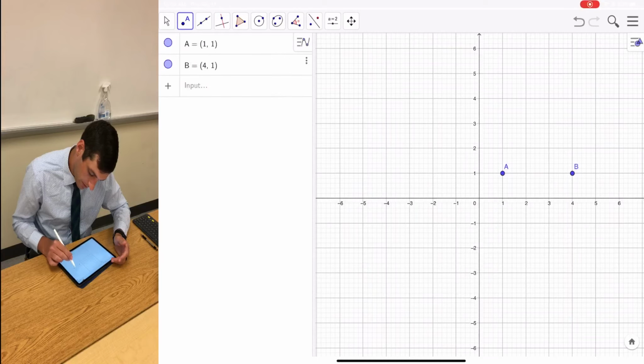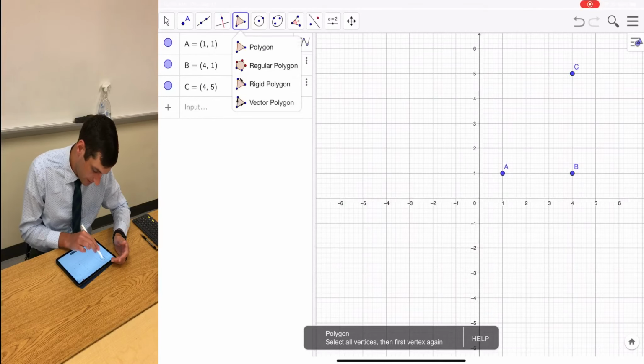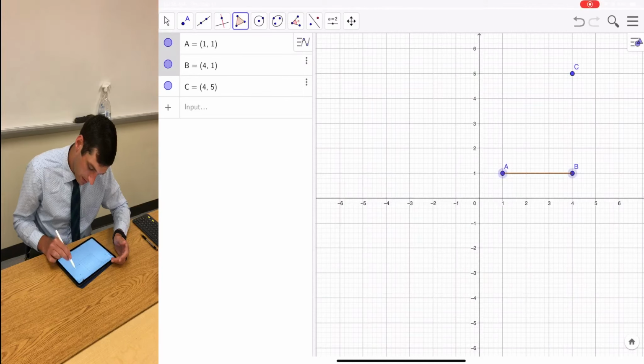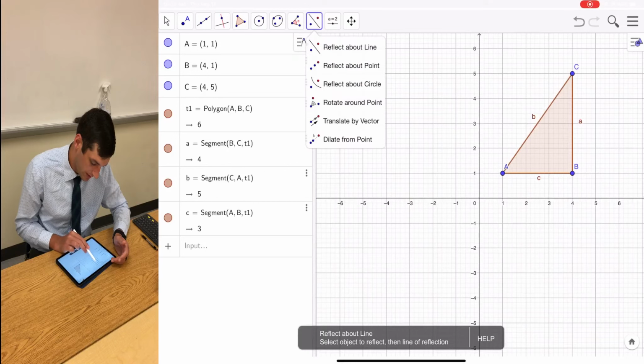And I'm going to plot the points. Same triangle, make a polygon out of it. There, there, there, and there. And we're going to reflect it.